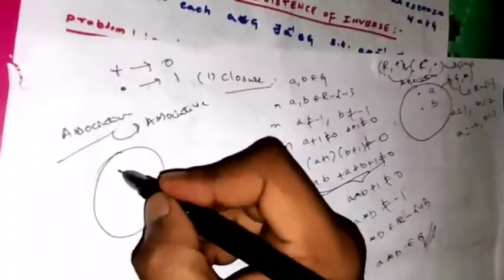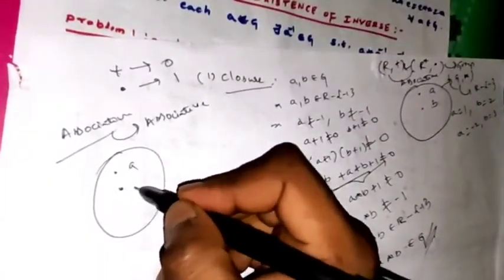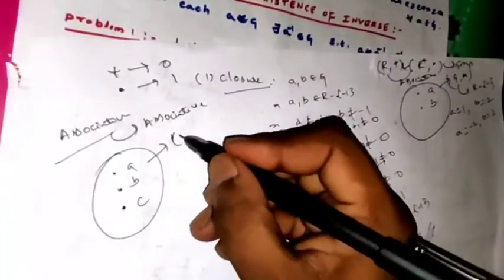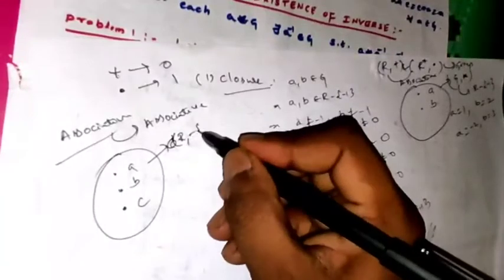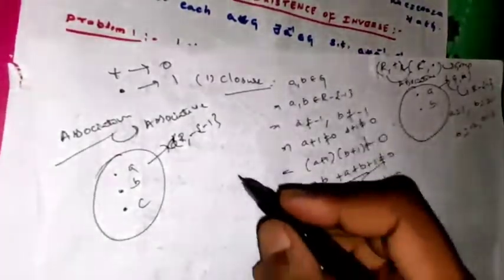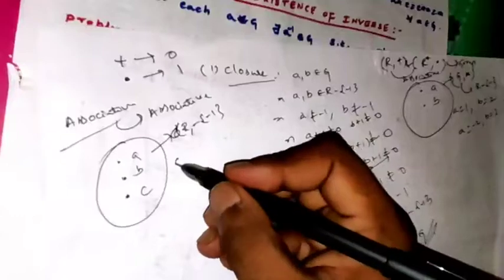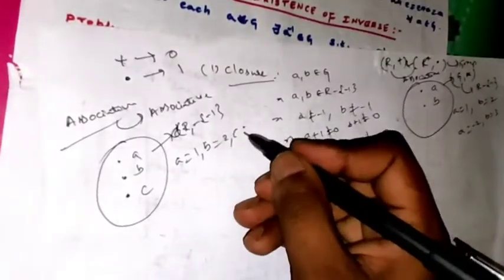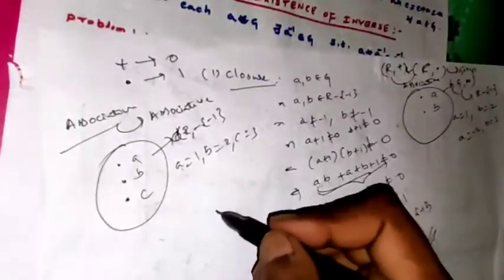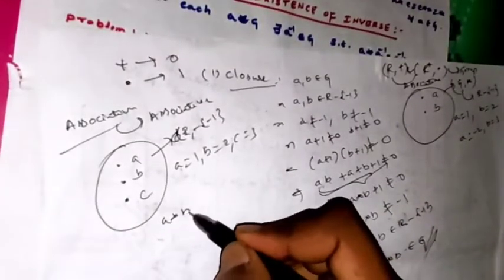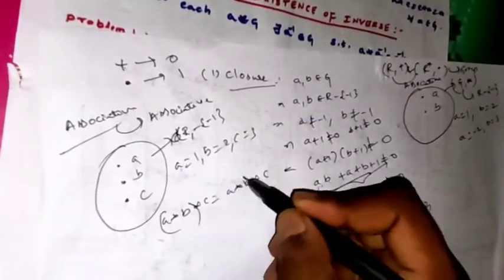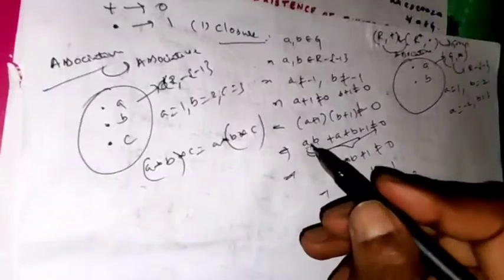Suppose we take any three elements, a, b, c, in our group R except minus 1. Suppose a is equal to 1, b is equal to 2, c is equal to 3. Does this satisfy (a star b) star c is equal to a star (b star c)? This is the condition for the associative property.